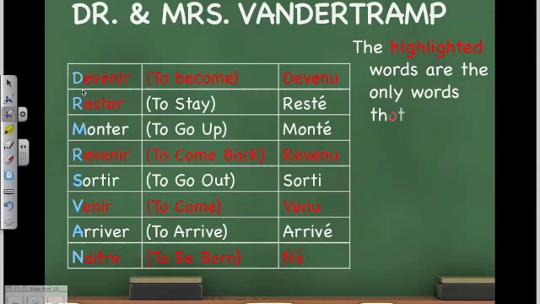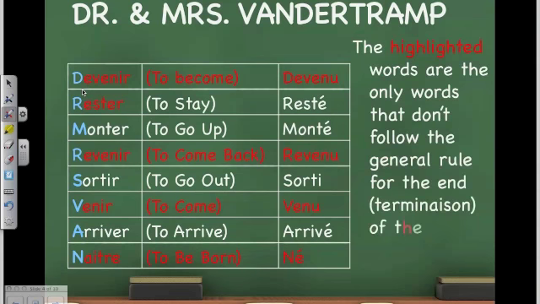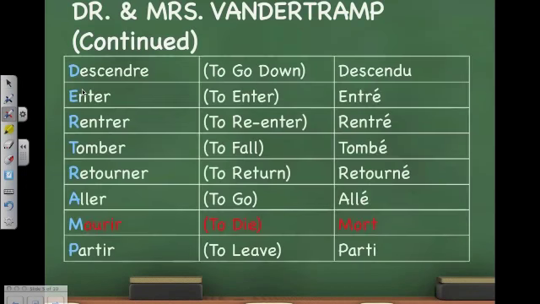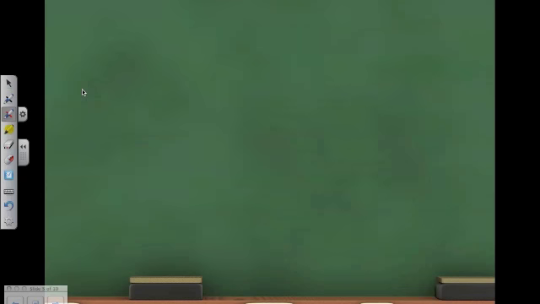The highlighted words are the only words that don't follow the general rule for the ending, or the terminaison, of the verb. Here are more Vandertramp verbs. And these are the rules.